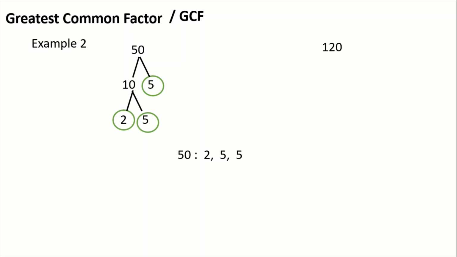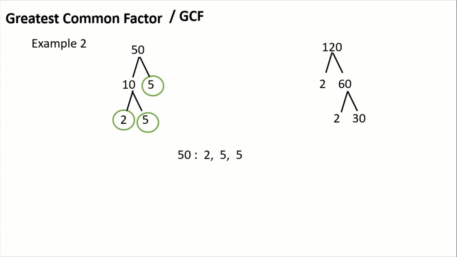Okay, so let's go to 120. For 120, we can use the factors 2 times 60. 60 is still a composite number, so we can still factor 60. The factors of 60 are 2 times 30.